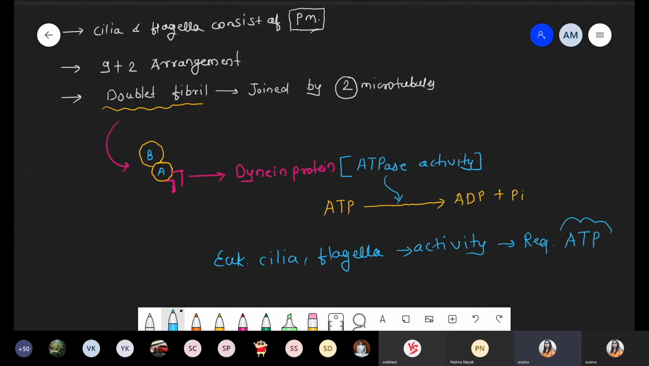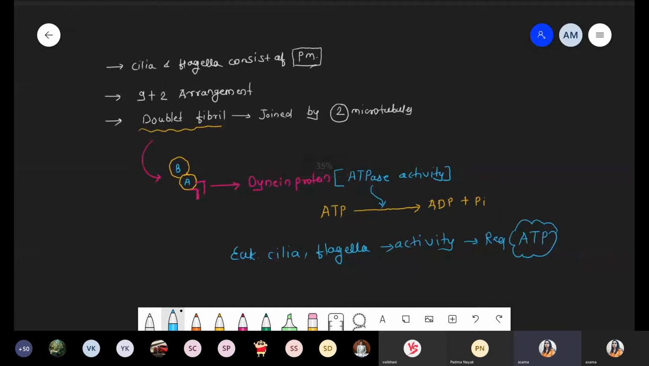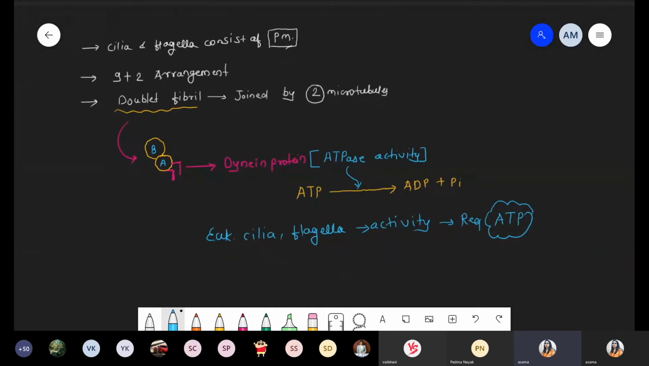Got it? Movement with the help of eukaryotic flagella and cilia is an ATP-dependent process, while the bacterial flagella does not require ATP. I'm repeating this point again. Cilia and flagella have the plasma membrane layer present. The arrangement is 9+2, which we will see in the diagram: 9 present on the periphery and 2 present at the center. That's what is called the 9+2 arrangement.